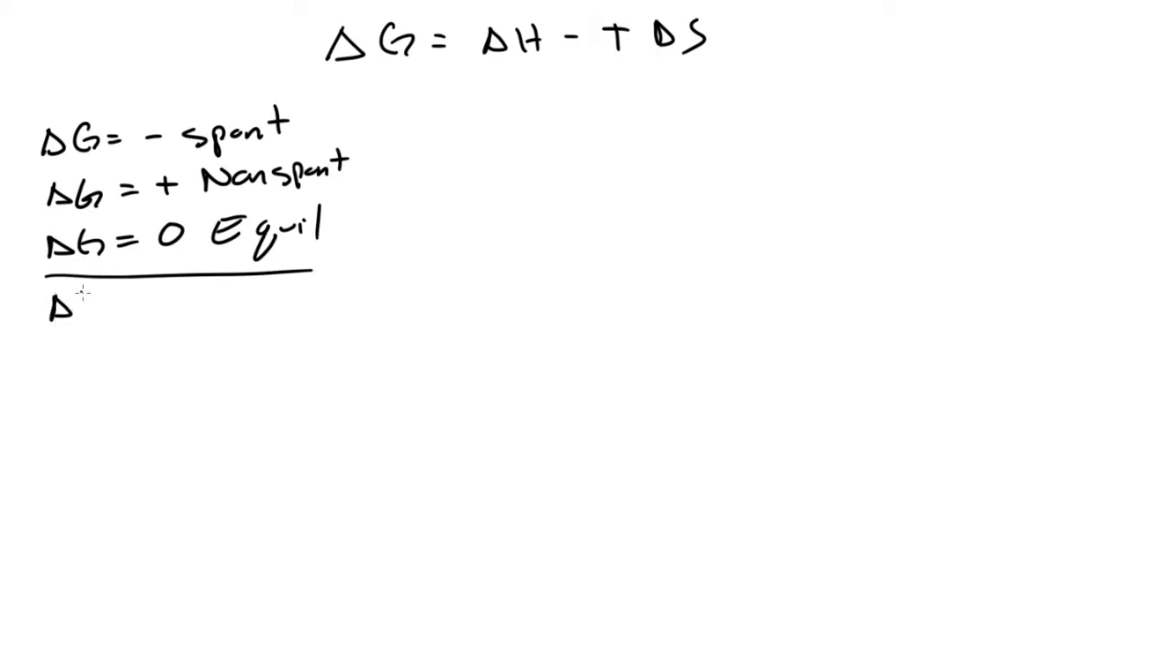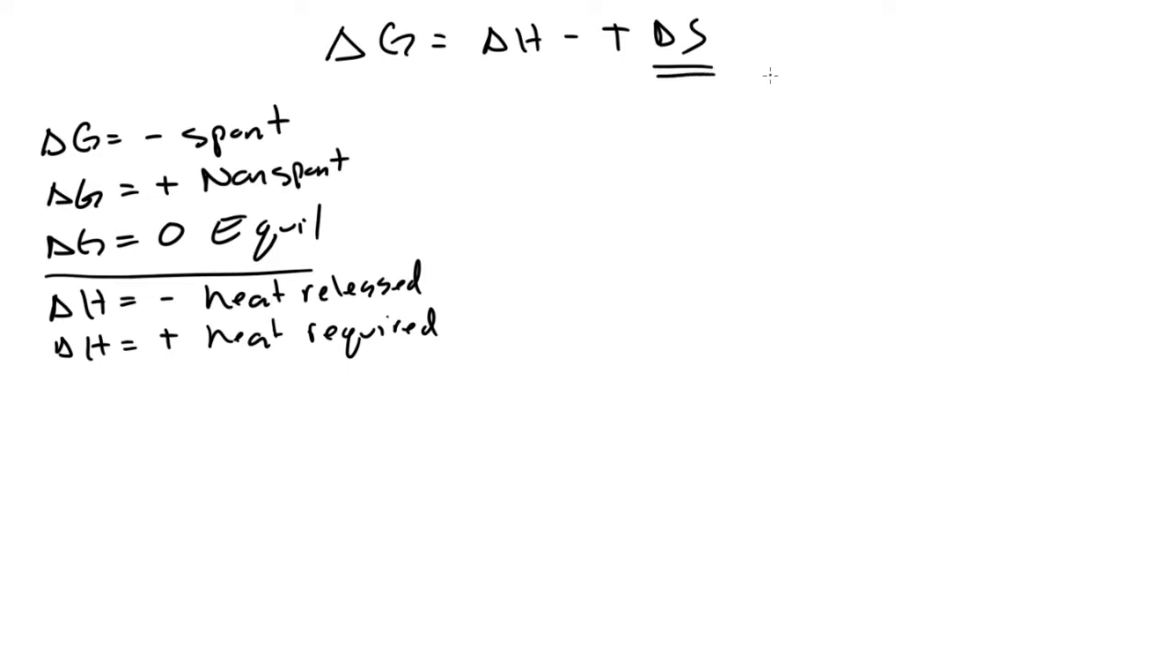For delta H, if it's negative, it means that heat is released. So I'll put heat released over here. If delta H is positive, I'm going to say heat's going to be required. Or sometimes Mastering Chemistry might say absorbed. Absorbed and required, same thing. All right? And then we already talked about delta S a little while ago.